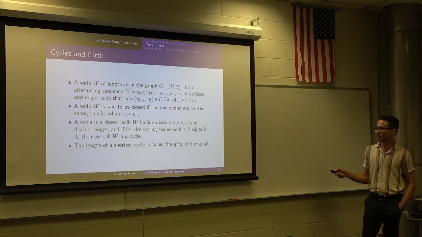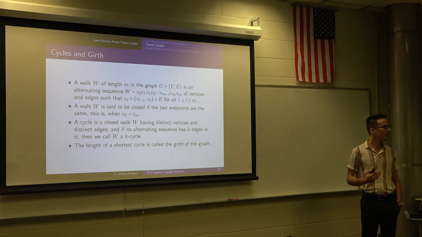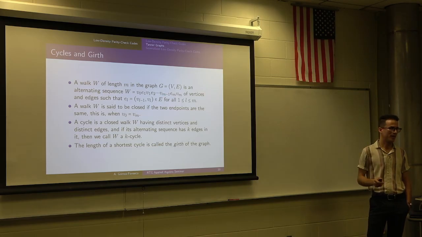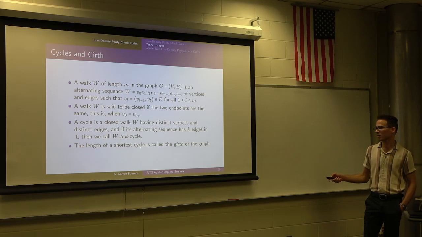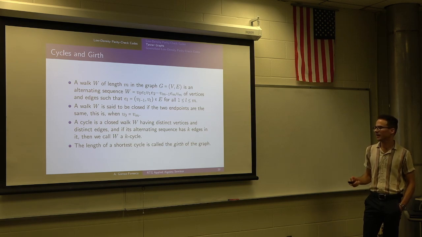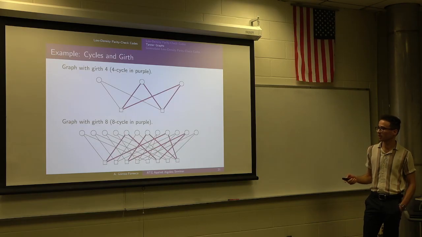So a walk of length m is just an alternating sequence of vertices and edges that look like this. If you impose a condition that the first vertex v0 is equal to the last vertex vm, that's what we call a closed walk. And if all the vertices and all the edges are distinct, that's what we call a cycle. If there are k edges in this alternating sequence of vertices and edges, then that's what we call a k-cycle. The length of a shortest cycle is called the girth of the Tanner graph. Okay? So we're interested in cycles and girth when talking about LDPC codes.